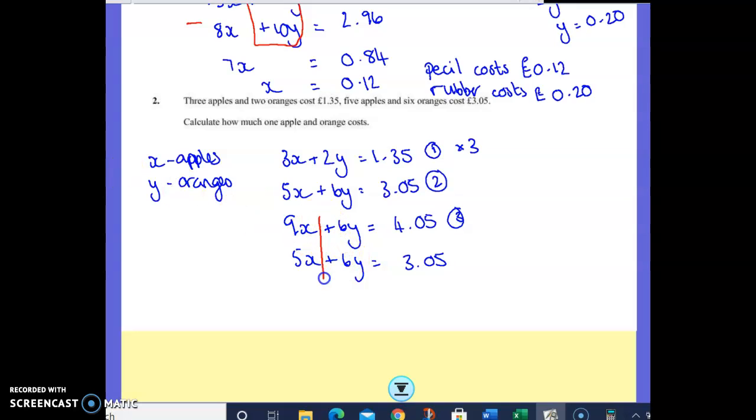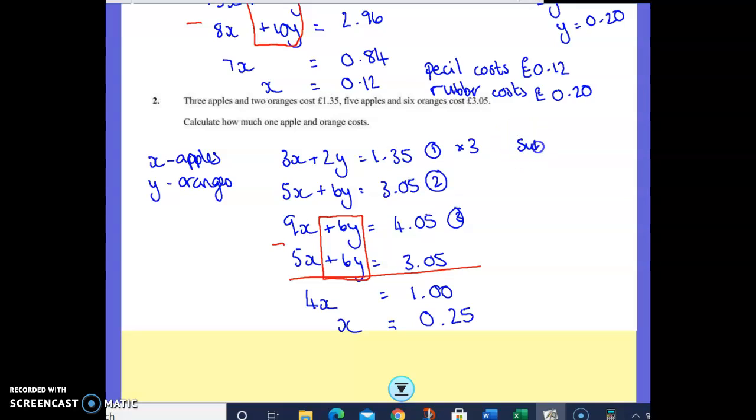So the two have got the same here. I've got a plus 6y and a plus 6y. They're the same sign. So I'm going to subtract. 9x take away 5x is 4x. 6y take away 6y is 0. Good, that's what we want. £4.05 take away £3.05 is £1. So 4x is £1, x must be 25 pence. Let's sub it back in.